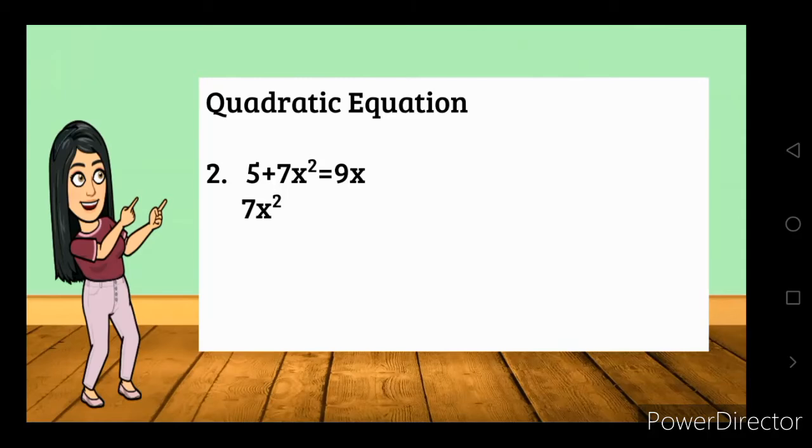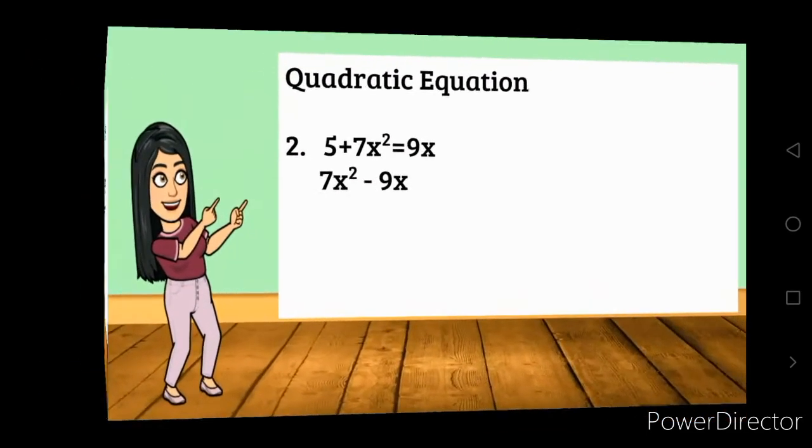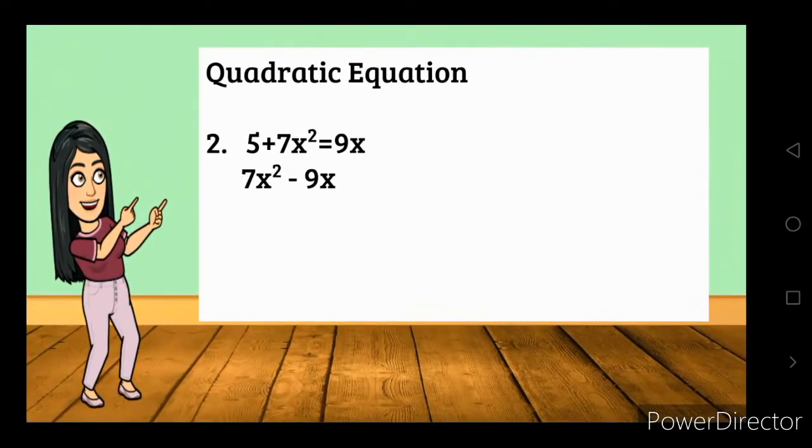Next, number 2. The example is 5 plus 7x squared is equal to 9x. So the first term should be 7x squared, the quadratic term. Then we have 9x, so we are going to transpose 9x to the other side of the equation, so it will become negative 9x. Then the constant term, which is positive 5, equals 0.